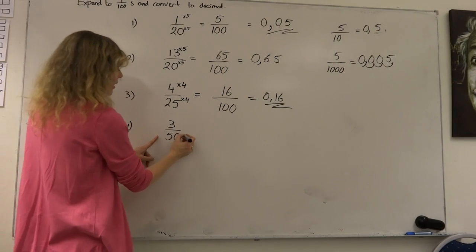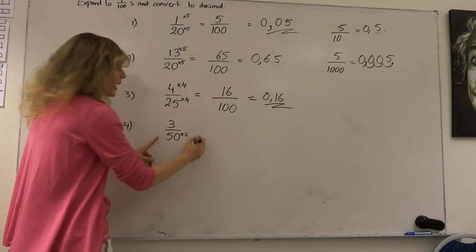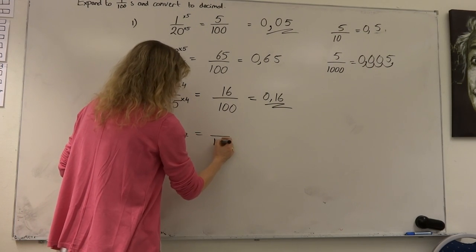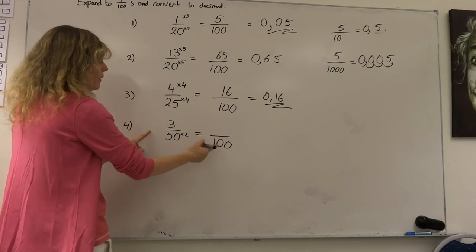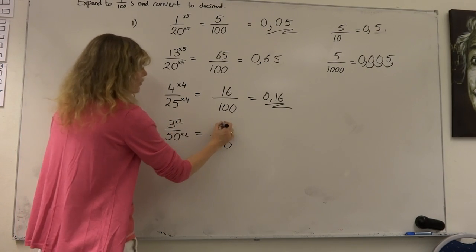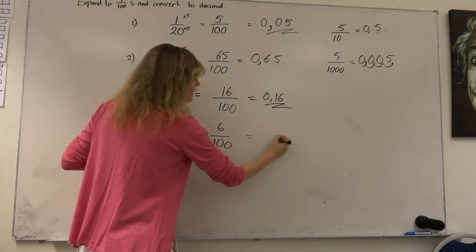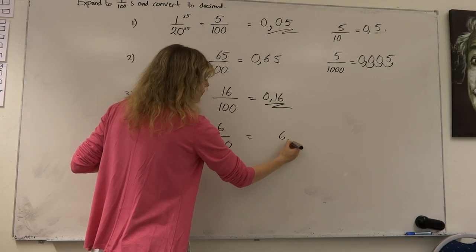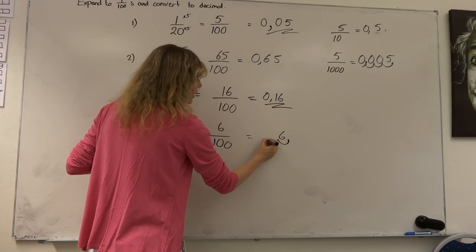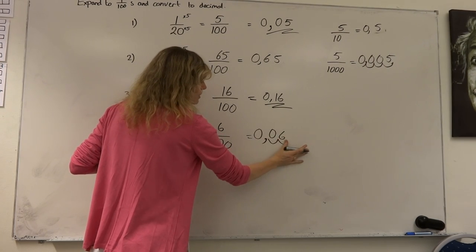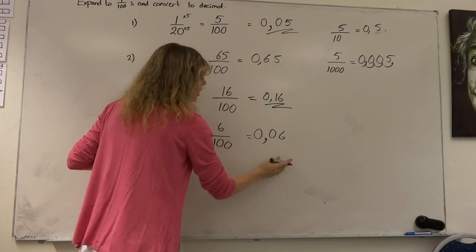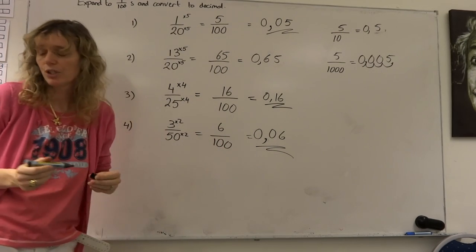3 over 50, well, if I multiply 50 by 2, I'd get 100 on the bottom. On my denominator, this is the one I need to turn into hundredths. Then, 3 times 2 would give me 6. I'd move my decimal point 2 places back from the 6. 1, 2. My point would now be here, and I fill in with 0.06. Okay, so that's how we would do that question.